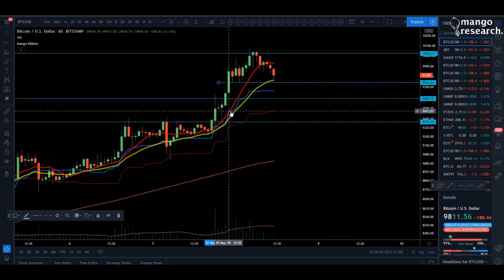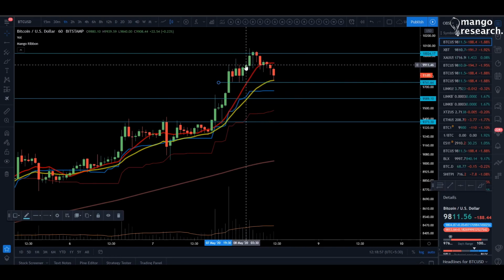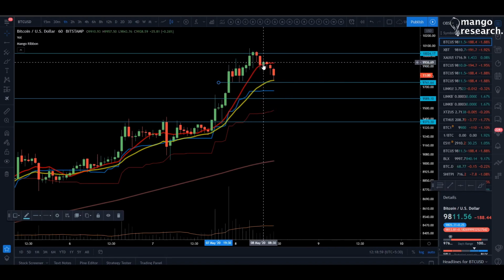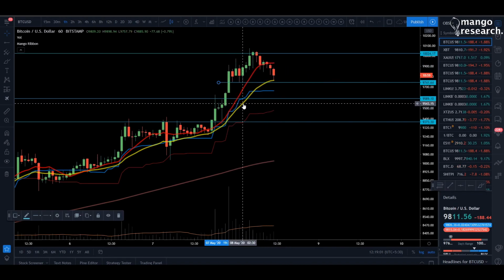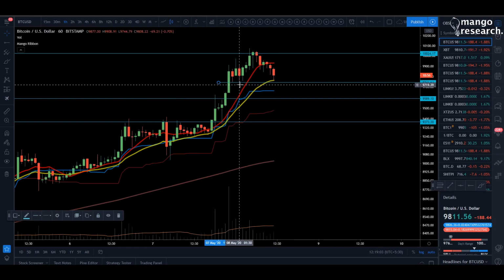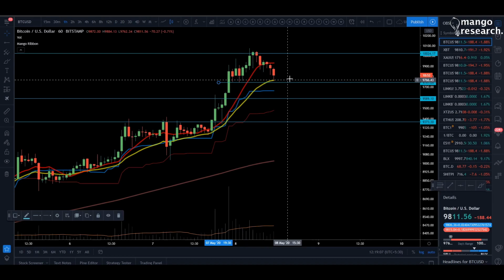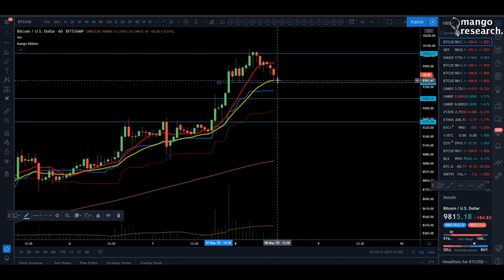Now, as time has progressed, as Bitcoin has consolidated in this area for a couple of hours, giving the 21 EMA time to come up above this wick, it makes me want to lean more towards taking more profits at this level. I'm just explaining my mindset. You guys may have a different strategy for taking your profits.